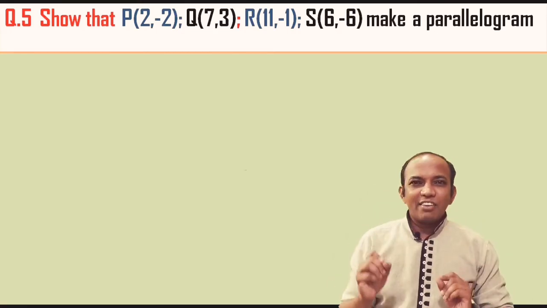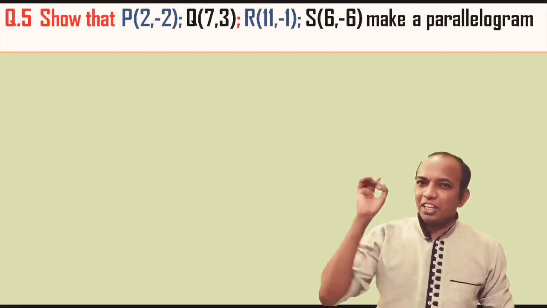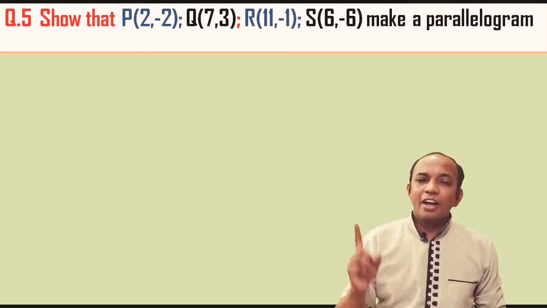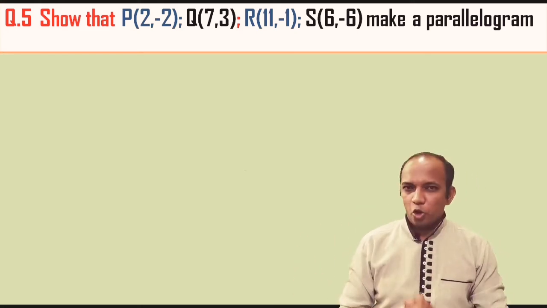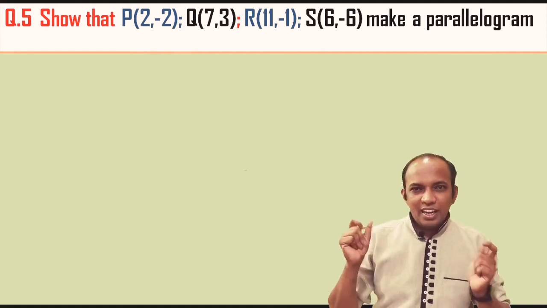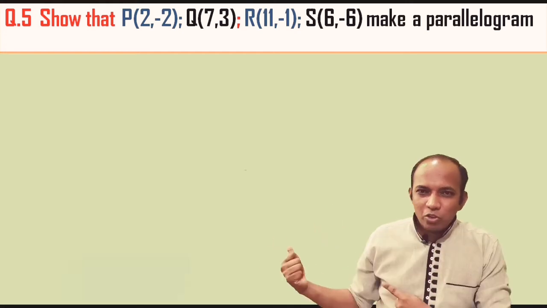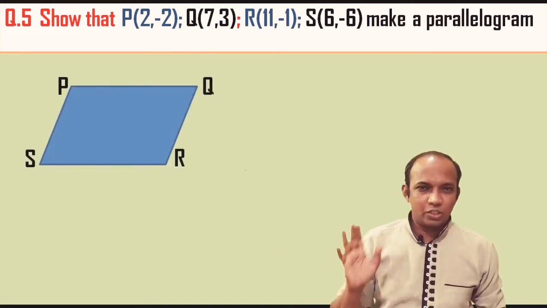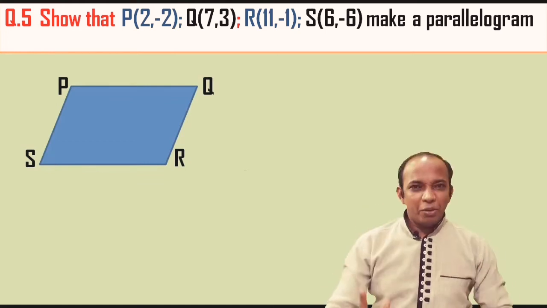In the question, we are given 4 points P, Q, R, S along with their coordinates, and I need to decide whether these points are the vertices of a parallelogram or not. For a better understanding of the question, let's consider this parallelogram diagram first and name it PQRS in clockwise direction.